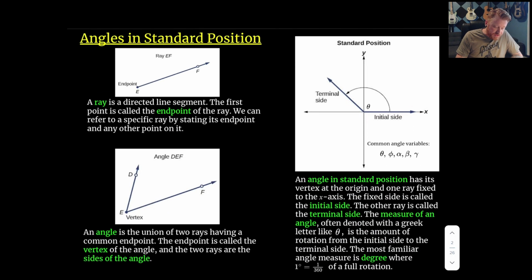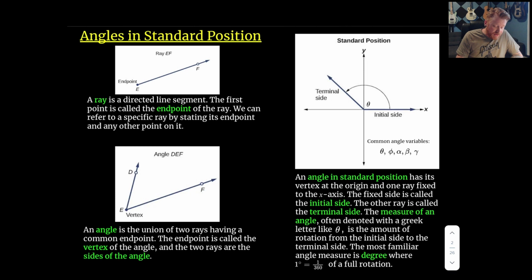So we'll first start off with a bunch of definitions leading up to angles in standard position. The first thing we want to look at is a ray. A ray is a directed line segment, meaning it's got some endpoint here, and then it's directed in some direction and goes off infinitely over there. We can refer to a specific ray by stating its endpoint and any other point. On this ray we have an endpoint of E and another point F, and we can call this ray EF.